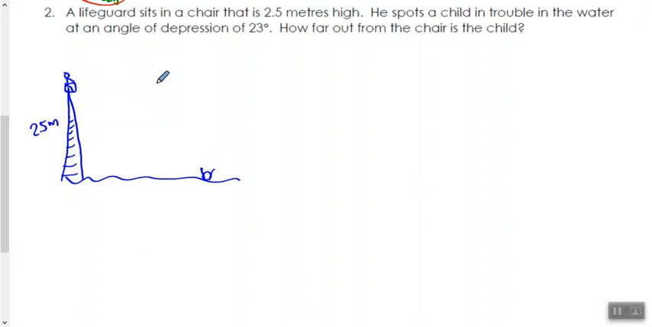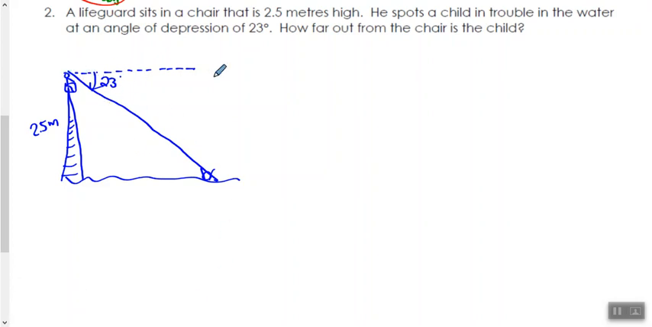Next question. We have a lifeguard sitting in a chair that's 2.5 meters high. Here's my lifeguard. Here's the stairs up to his chair. Here's his chair. And here's him. Or her. Him. So 2.5 meters high is this chair. So he spots a child in the water that is in trouble at an angle of depression of 23 degrees. So remember, angle of depression is he's looking out horizontally and then he looks down at the kid. Okay, so angle of depression is horizontal down. So this angle right here is 23 degrees.